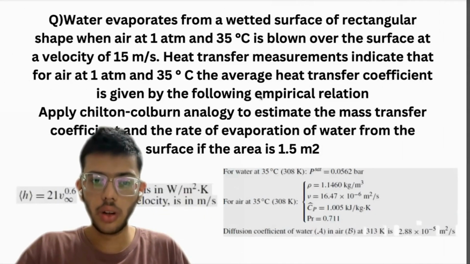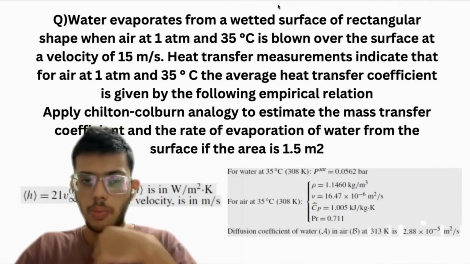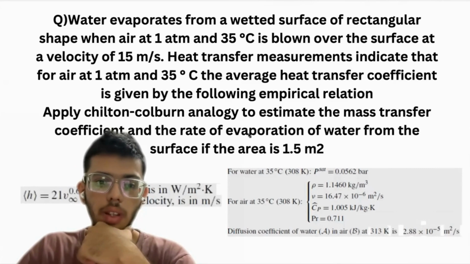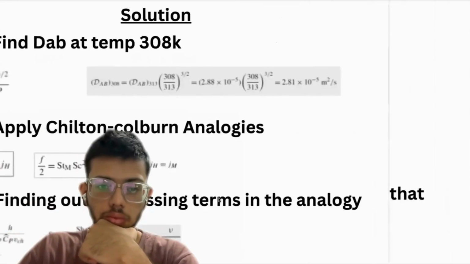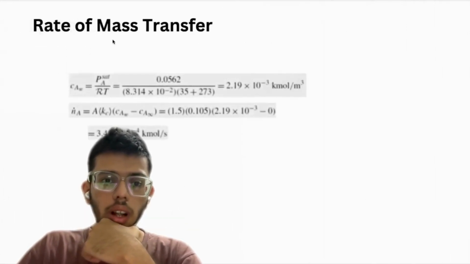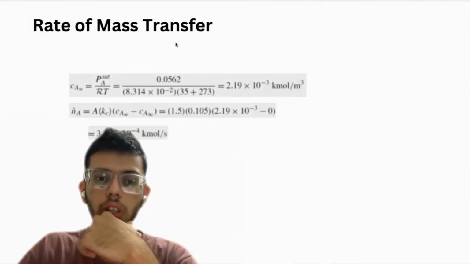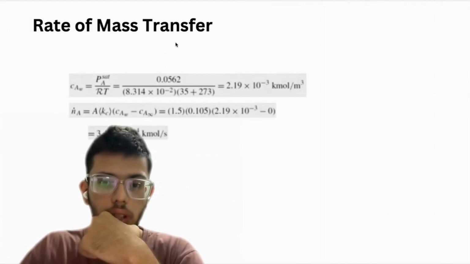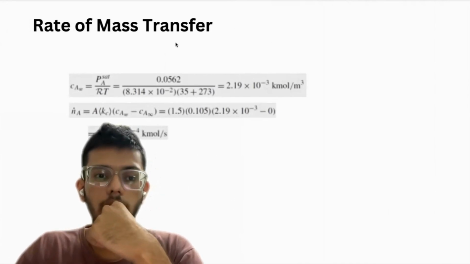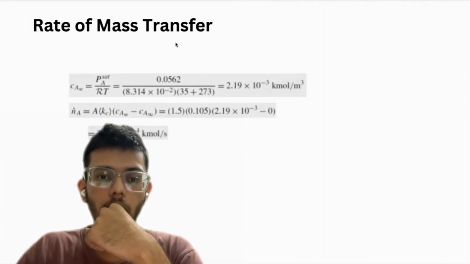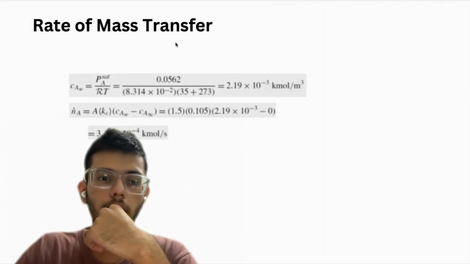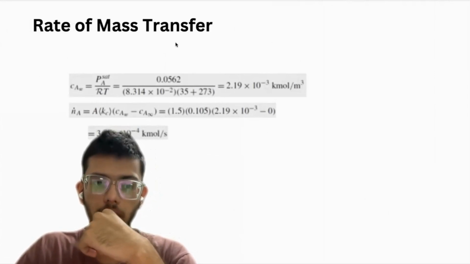Now, if we look back to our question, we have already solved the first part. Now we're going to move on to the next part, which says the rate of evaporation of water from the surface. So, finally, to find the rate of mass transfer, the question arises, how will we find it? We know that mass flux is equal to rate upon area, which is written as Kc into CaW minus C infinity.